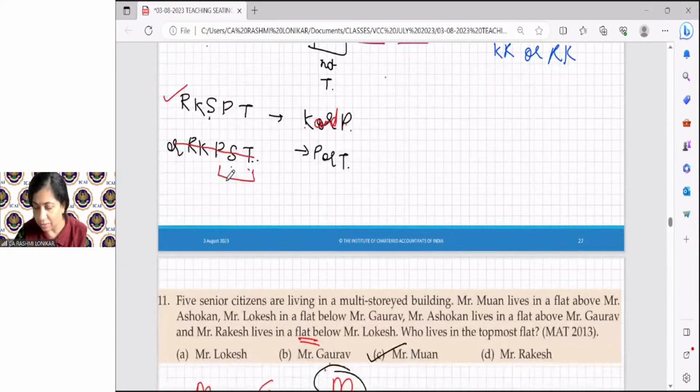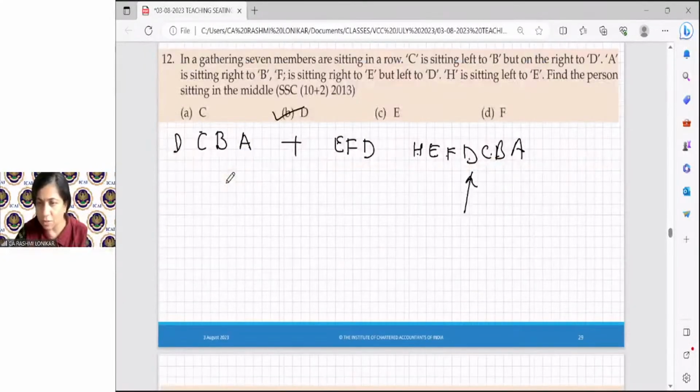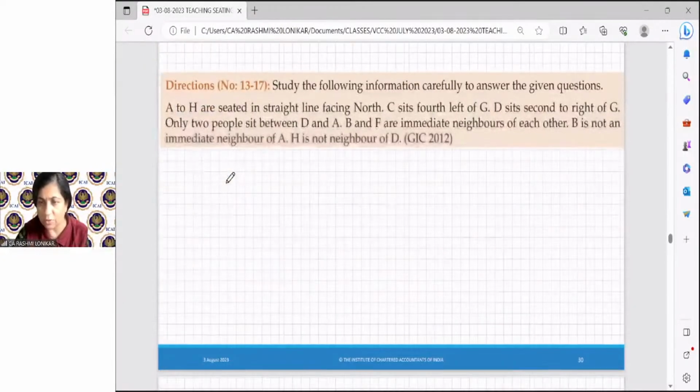Asha is saying understood. Okay, now let us go to the 12th sum also. Yes, the 12th also we have done. 13 to 17. Okay.